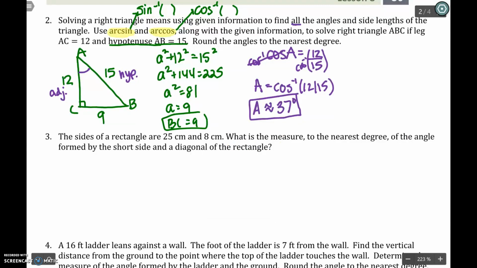Okay. And then B, I have a few options. I can use arc sine to find B. If I do that, now that I'm using B, the 12 is the opposite, and 15 is the hypotenuse. So I would have to do sine of B equals 12 over 15. And then I can use the arc sine, or the inverse sine, on both sides to figure it out that way.